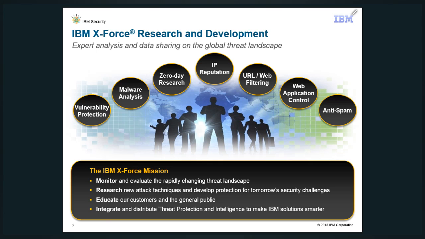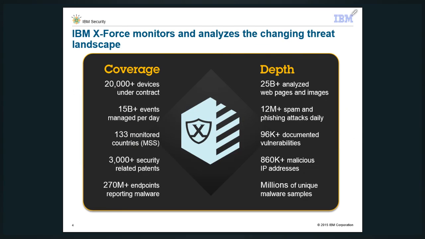So we do all of that stuff, and I call that sort of the latent research. So if you look on the right-hand side here, we say we have depth. We actually analyze 25 billion web pages and images. We look at 12 million plus spam and phishing attacks daily. We categorize vulnerabilities. I don't know if I mentioned that, but we actually have a vulnerability database that we've been keeping track of since 1996, I think. So quite a long time. So we do all that, and that's sort of blatant.